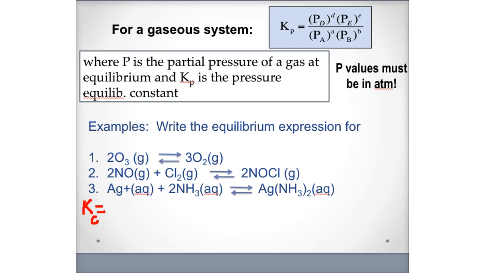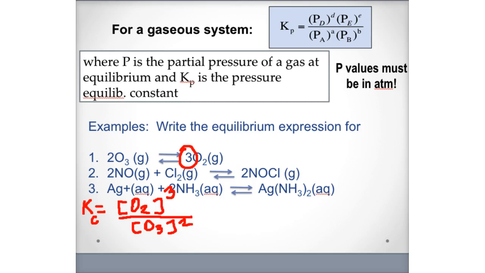So we always start with the products. Don't start with reactants. So for the product, I'm going to write the concentration of O2, and we raise it to the power of 3, divided by, because there's no other product so you're not going to multiply that by anything, the concentration of the reactant O3, to the power of 2. Okay, that's how you would do it.